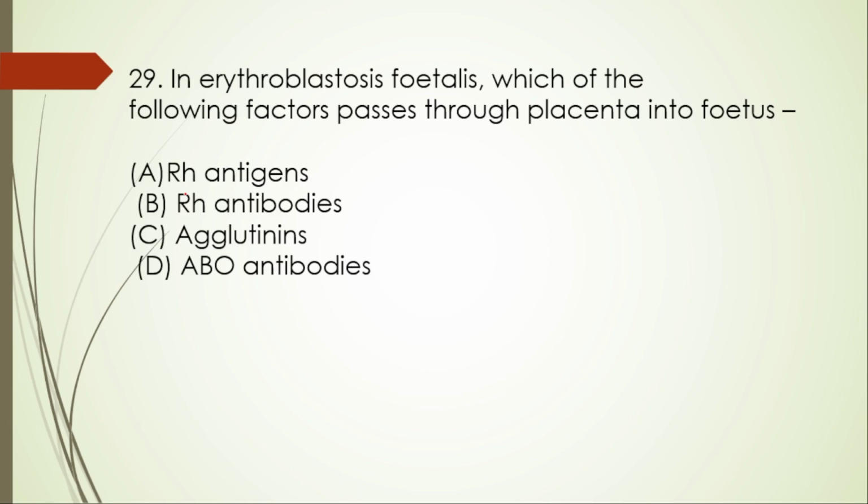Next, 29th one, in erythroblastosis fetalis, which of the following factors passes through the placenta into the fetus? Option A, Rh antigen; option B, Rh antibodies; C, agglutinants; D, ABO antibodies. So here the right option is option B. When is it going to happen? When an Rh negative mother carries an Rh positive fetus.